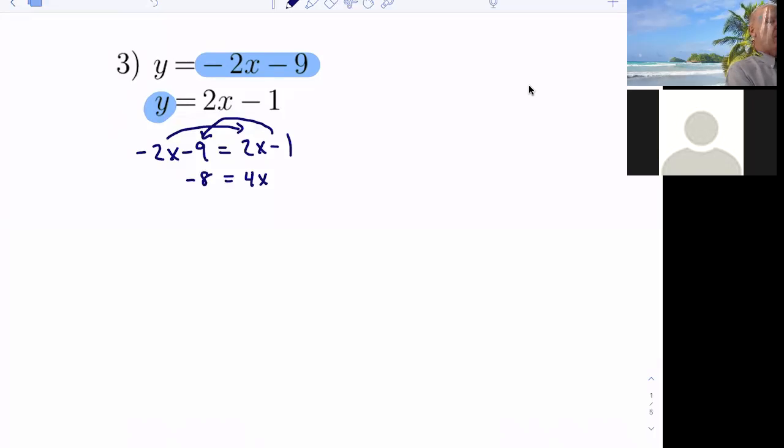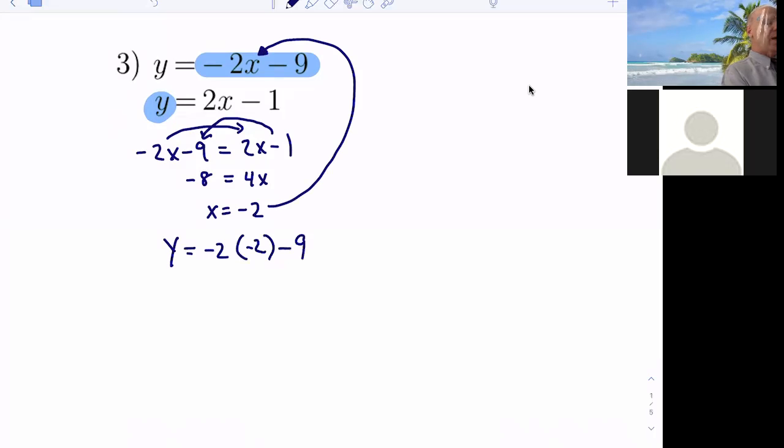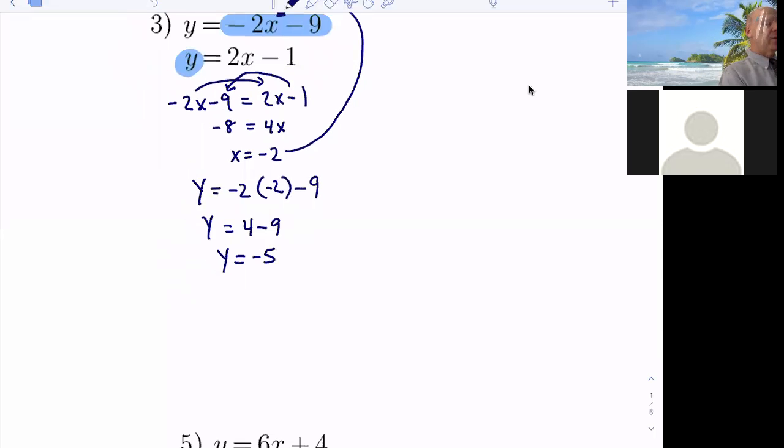So now from there, I can easily see that x must have been what? X must be negative 2. So now I'm going to come in here and I'm going to plug negative 2 in for x. Does it matter what equation you plug it into? No, it does not. So y equals negative 2 times negative 2 minus 9. Y equals 4 minus 9. Y equals negative 5. So my answer is what? Negative 2, negative 5.